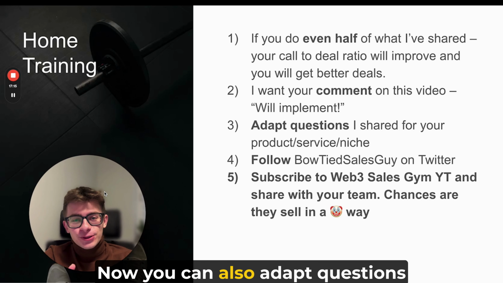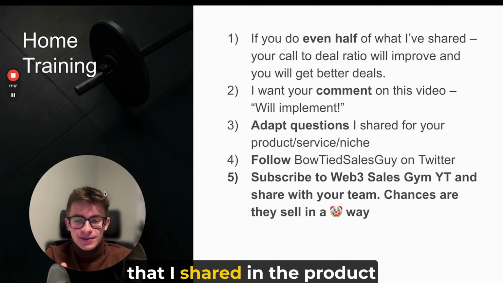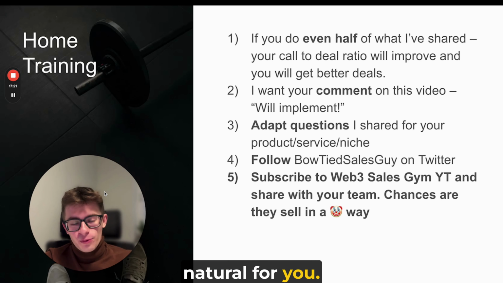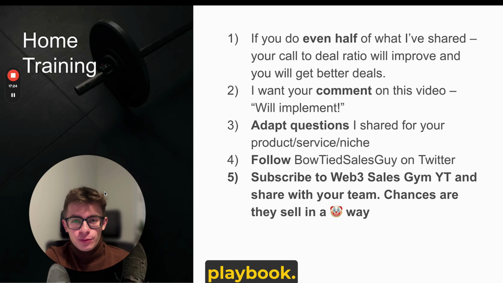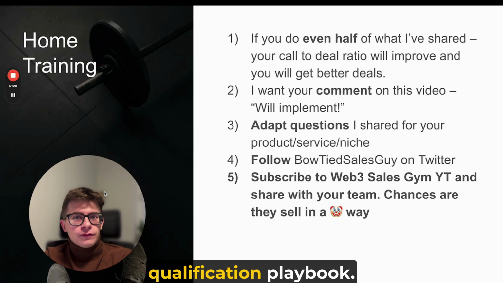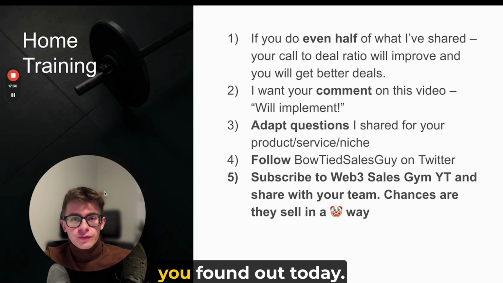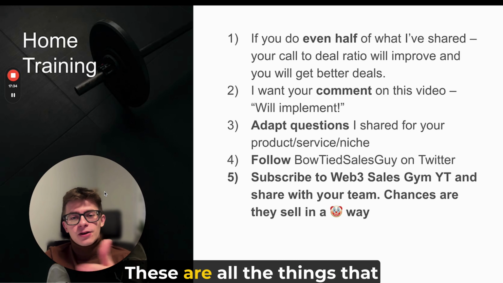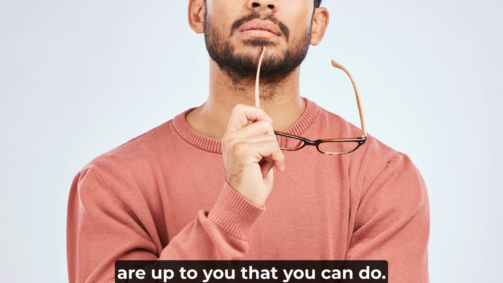Now you can also adapt the questions that I shared in the product service niche, so it feels natural for you. Build your own qualification playbook. Build a new set of questions. Maybe you already have a good qualification playbook. Just add the new questions that you found out today. Maybe you can improve the order in which you ask questions. These are all things that are up to you.